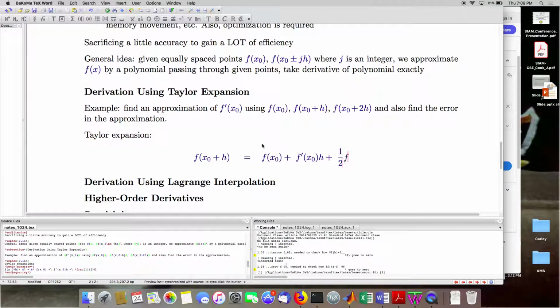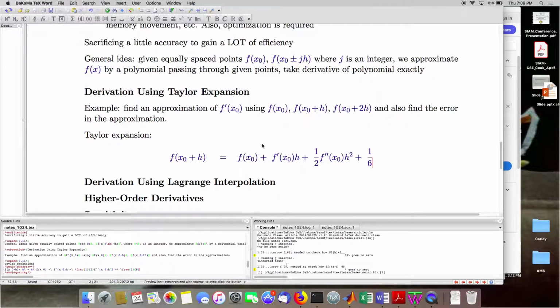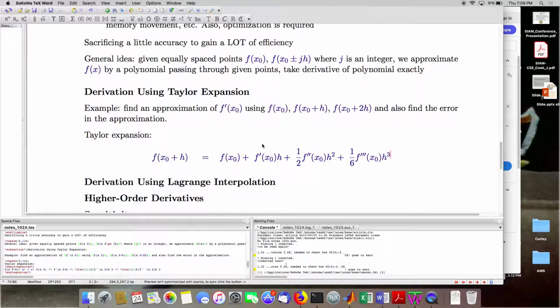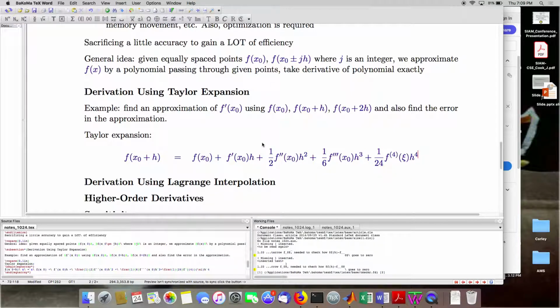one half f double prime x naught h squared. And 1 over 3 factorial, that's 1/6 f triple prime x naught h cubed. And I'll go out to one more: 1/24 f fourth derivative. Remember that notation means derivative at some unknown point, h to the fourth.